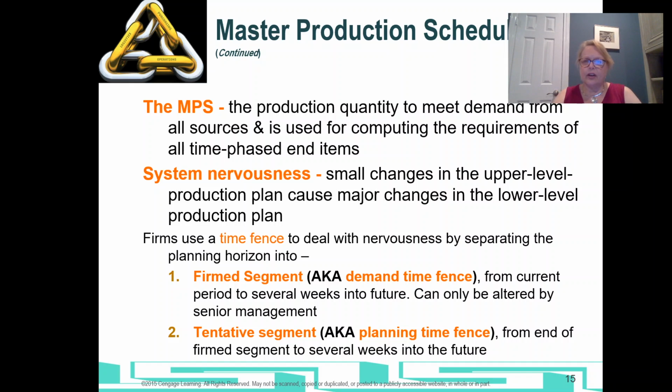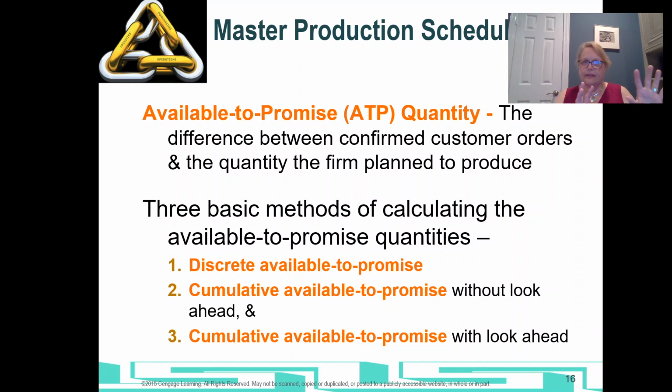System nervousness is on your test. It basically means if we make a small change in what we're going to produce, it can make major changes in what we have to do to make that happen. You don't need to know firm segment or tentative segment. It's not really used that much, and software is going to do that for you. Okay, available to promise.